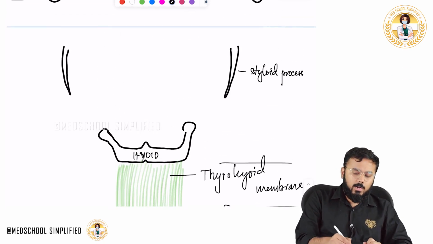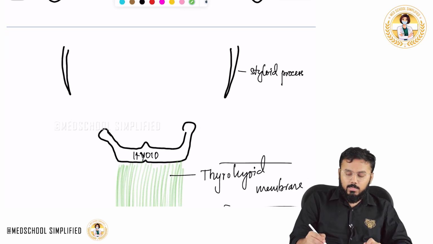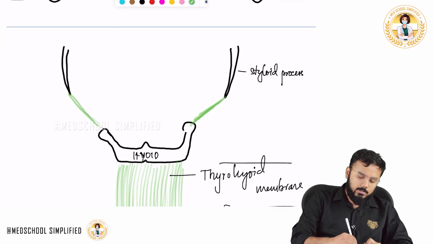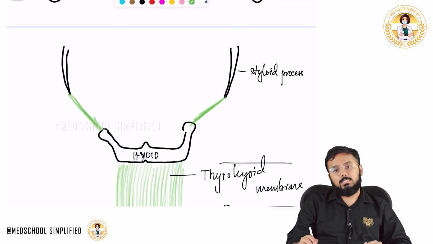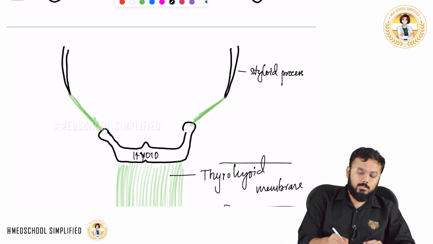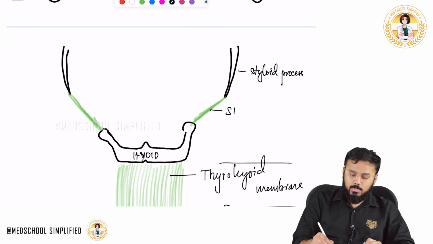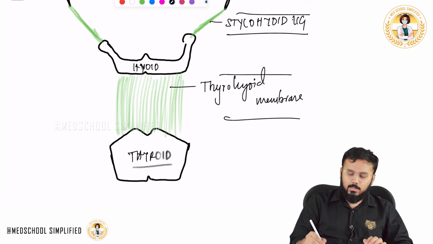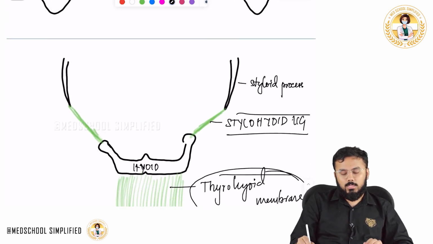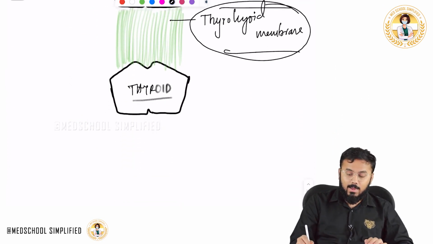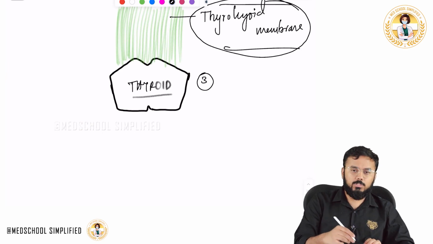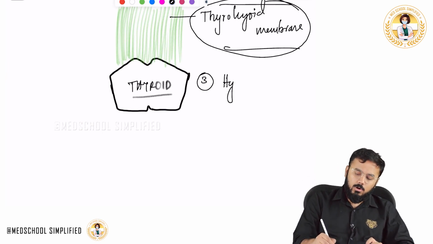Now after the thyrohyoid membrane, the next important one goes from the styloid process to the hyoid bone, like this. This is called the stylohyoid ligament. So the stylohyoid ligament and the thyrohyoid membrane are the 2 important structures. Along with that, there is a third important ligament, which I cannot show you here, called the hyoepiglottic ligament.